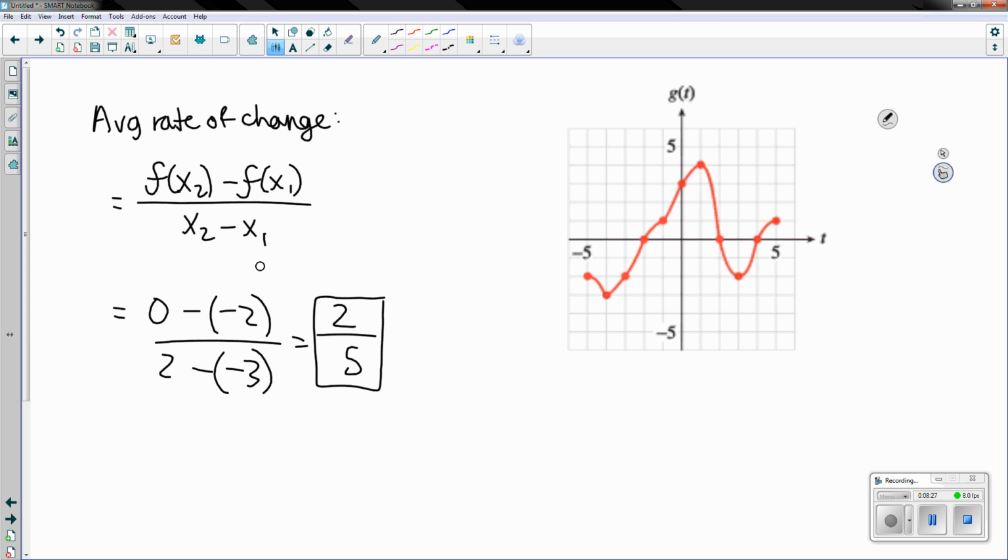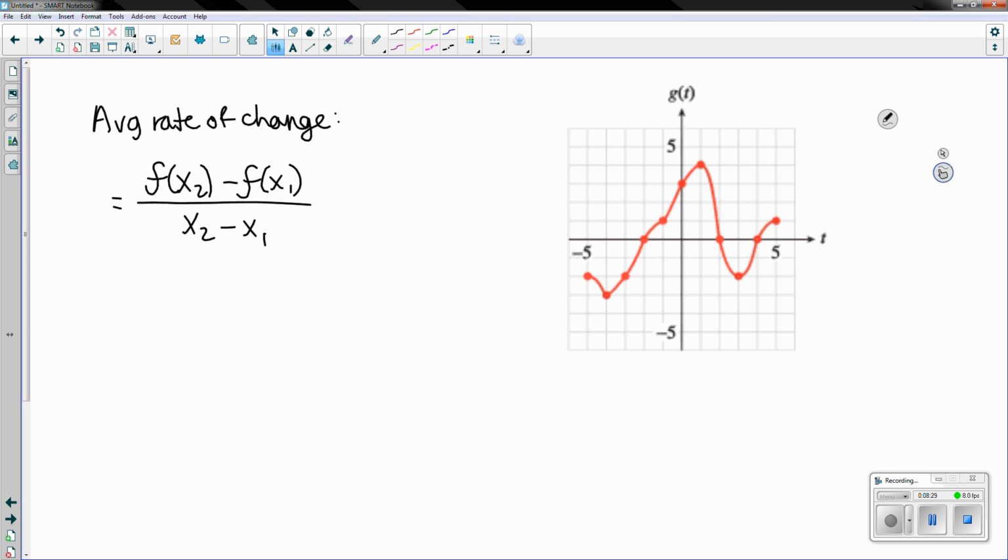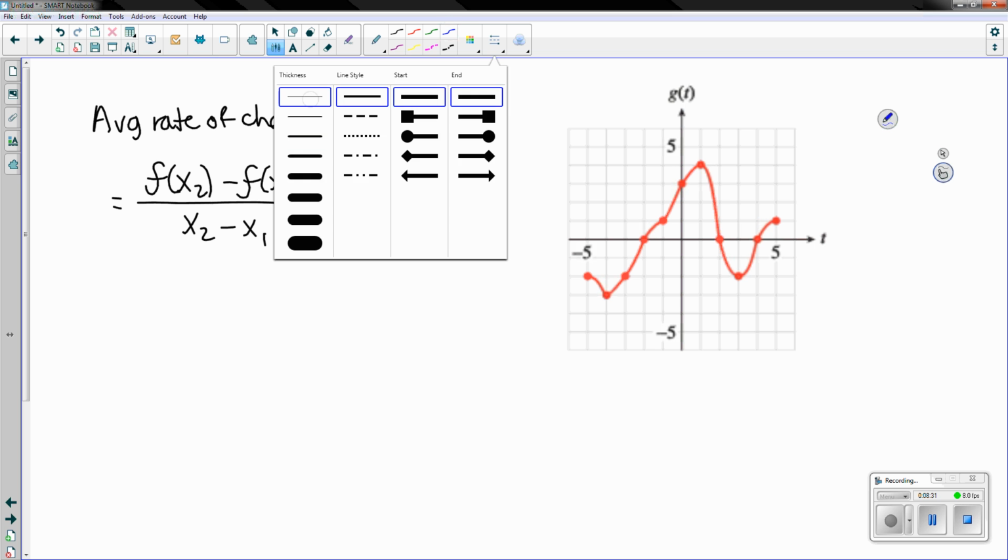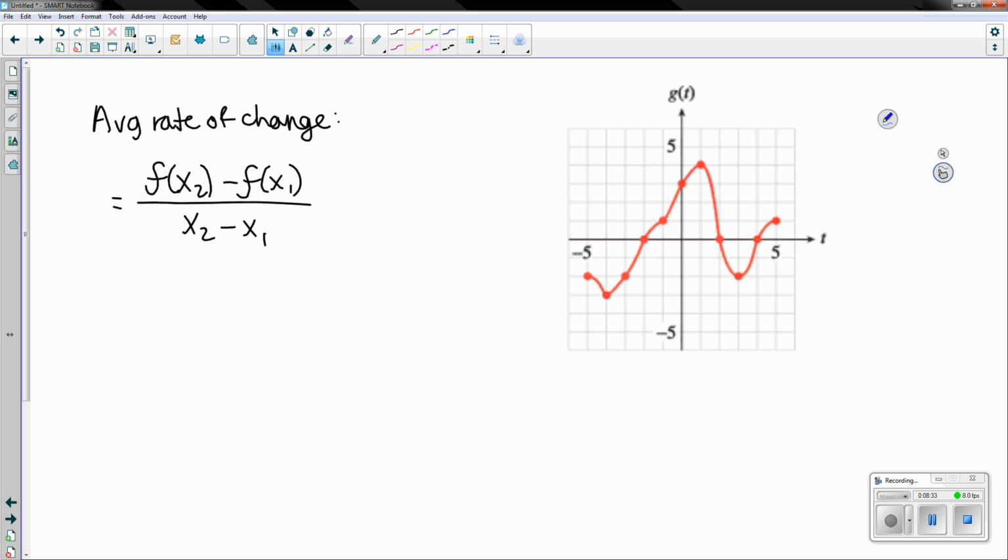Let's do one more, but between 2 different points. Let's use this point here and this point here. So that point is -1, 1, and this point is 3, -2.